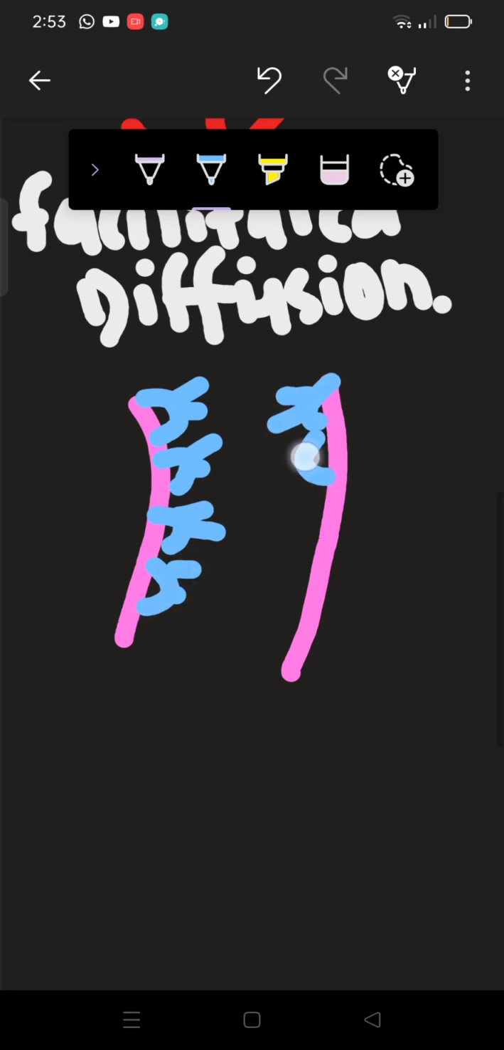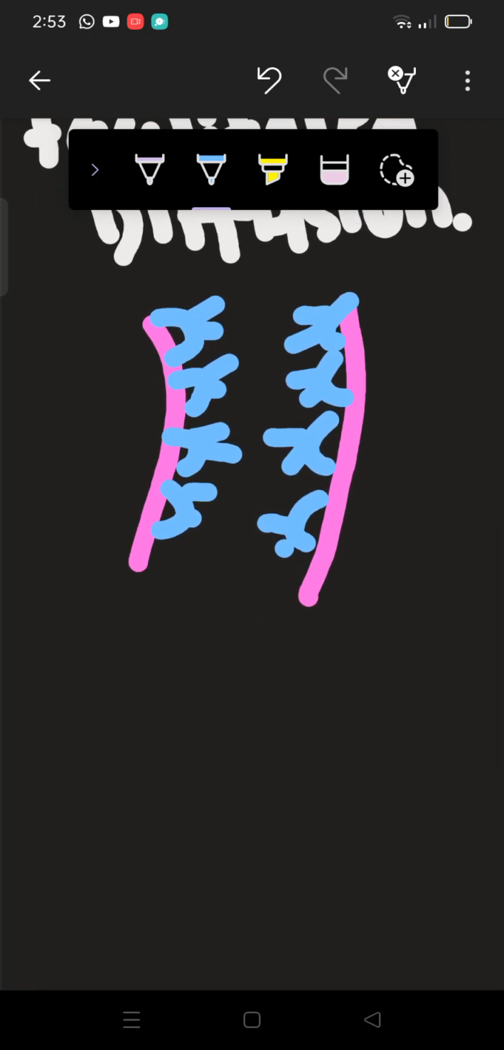Here I have as well. Alright, so in this facilitated diffusion, the ions or the things will be moving through the protein. They won't be simply diffused, but they will be moved by the proteins from the higher concentration to the lower concentration, since it is a type of passive transport.